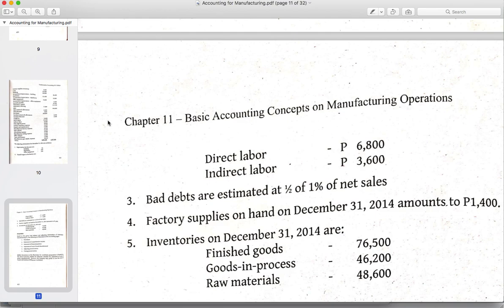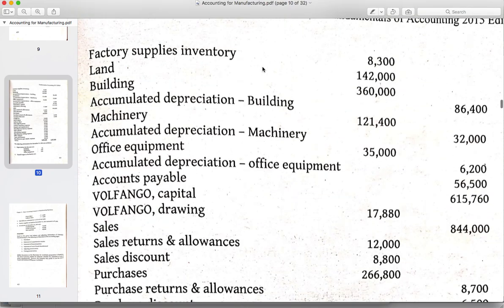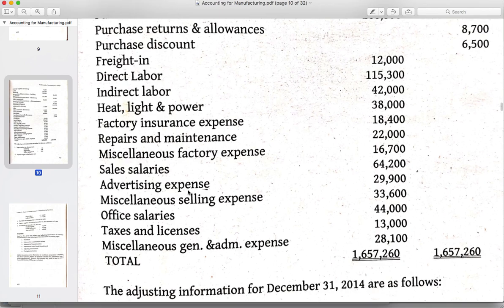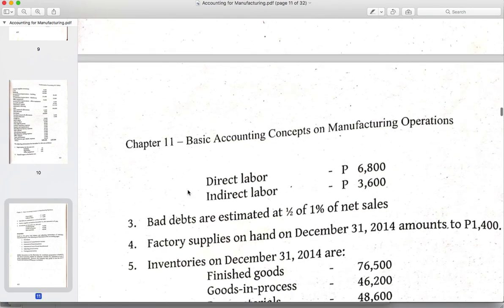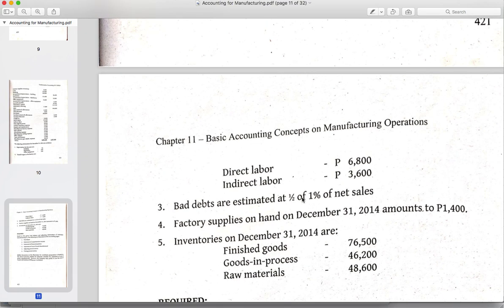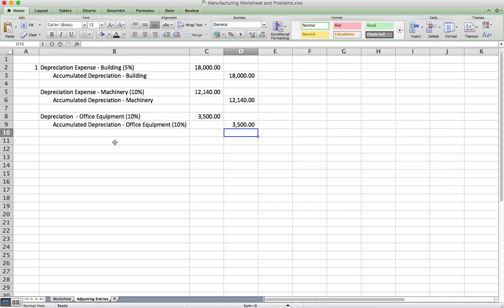Paano ba natin malalaman? Nandito sa trial balance. Ibig sabihin, yan ang ginagamit na account, hindi diretso kay work in process at kay factory overhead. So, we have to be consistent. What will be our entry now? Remember our entry last time?